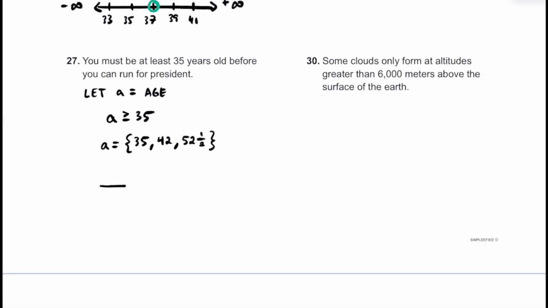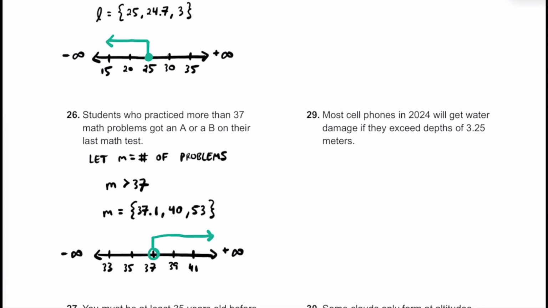So how would you graph the possible ages that you could be to run for president? Well, as you go to the left, you definitely can't be negative infinity years old here, but we're going to put it anyway. 35 is the threshold number. I'm going to go by threes and put 38 and 41 here. I'll go by threes and write 32 and 29. Now you can be 35 years old, so let's go ahead and fill this in. And you can also be older. So that's going to be to the right. Those are older ages.